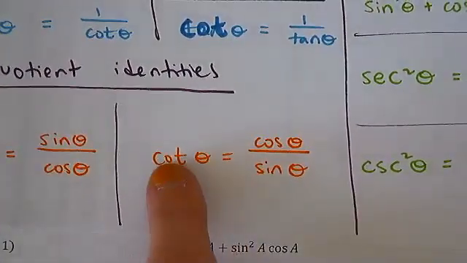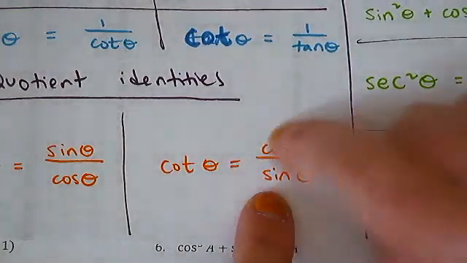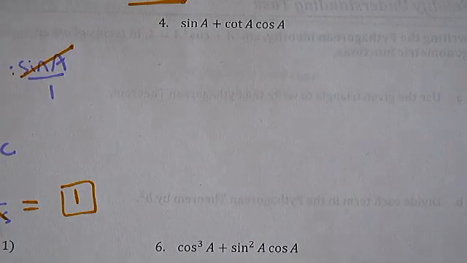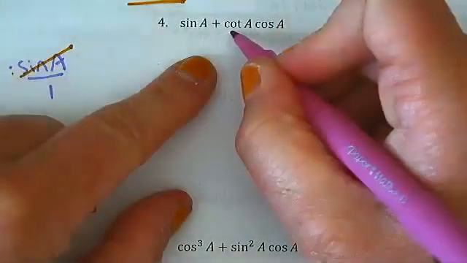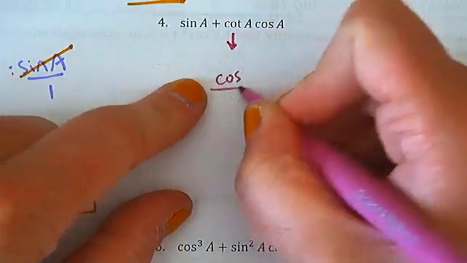So we're actually going to be doing something similar to the previous problem. Cotan equals cosine over sine. So why don't I substitute cosine over sine for cotangent? All right. So I'm going to take this cotan and replace it with cos over sine.